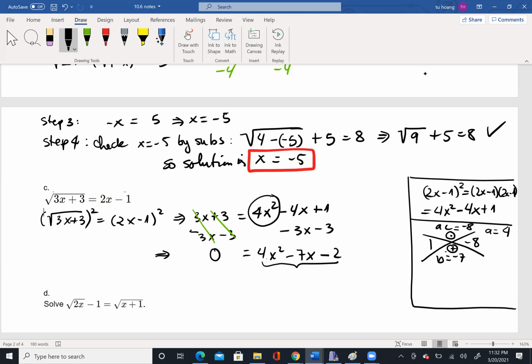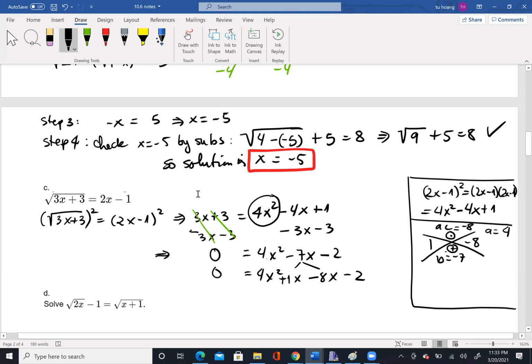So what you do is you're going to split the negative 7x to become x minus 8x. So I'm going to rewrite it as 0 equal to 4x squared, and this -7x I will rewrite as plus 1x and minus 8x and minus 2, right? I split the middle term to become two terms, because now I have four terms and I'm going to use the grouping method to factor this.